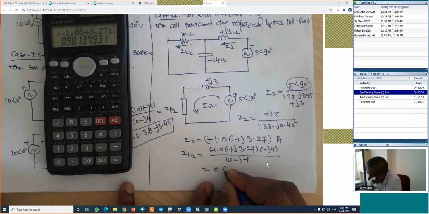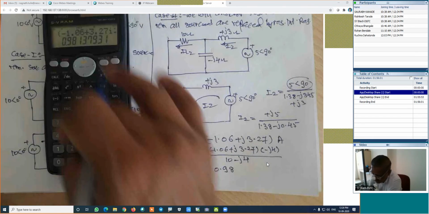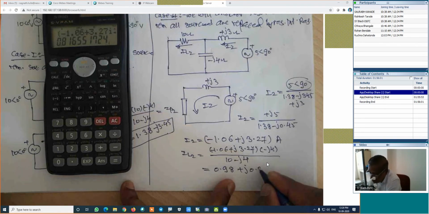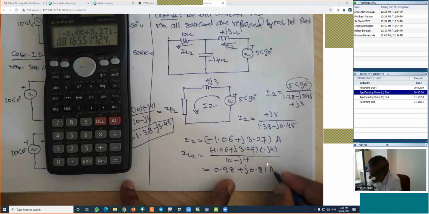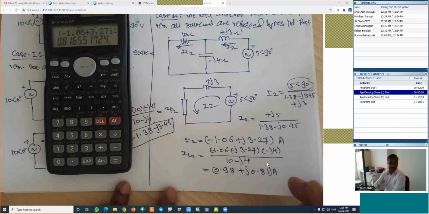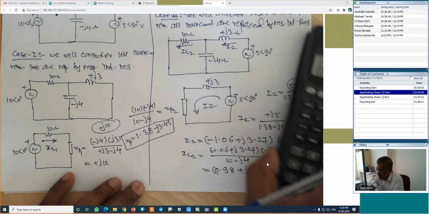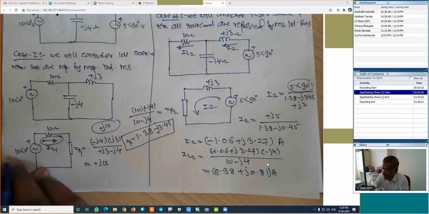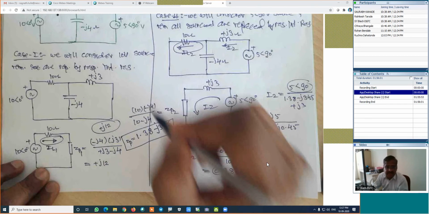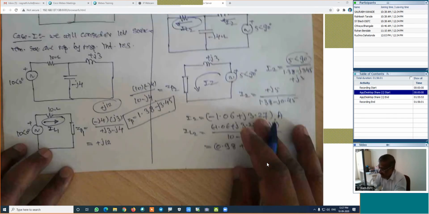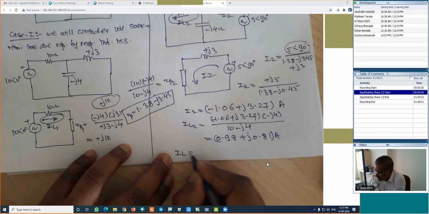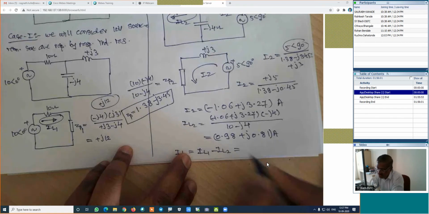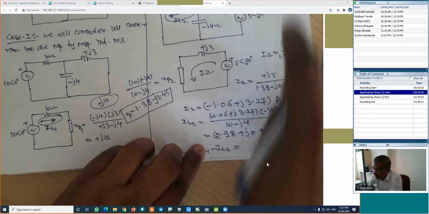That is 0.98 is the real part. Shift of this will be plus j0.81 amperes. This is IL2. Now look at the direction in both cases. In this case, how is the direction of the current? Forward. In this case, the direction of the current is reverse. That's why the resultant current IL will be IL1 minus IL2.